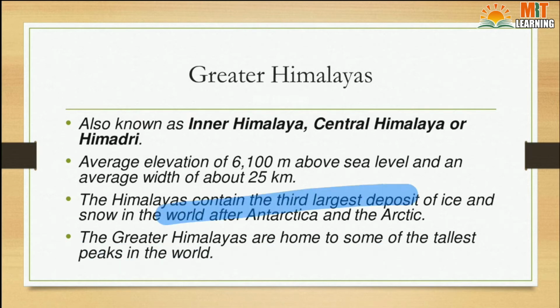Another thing I want to tell: because of this large deposit of ice, there is a continuous flow of rivers, the Himalayan rivers. We have 3 Himalayan rivers in India: Ganga, Brahmaputra and Indus. These 3 originate from the Himalayas, from these large deposits of snow. Because of this, they are all perennial in nature, with continuous flow.